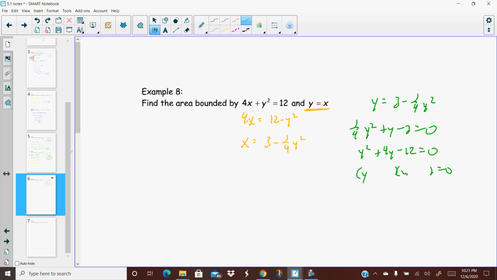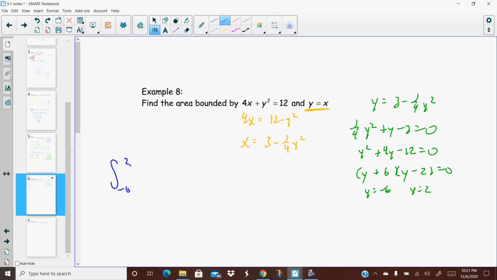So that's a y, that's a y. Factors of 12 are going to be 3 and 4, 2 and 6, 1 and 12. 2 and 6 is going to be the right combination. And the 6 is going to have to be positive. The 2 will be negative. So y is going to equal -6 or +2. So those are my bounds. So when I go ahead and take my integral, -6 to +2.